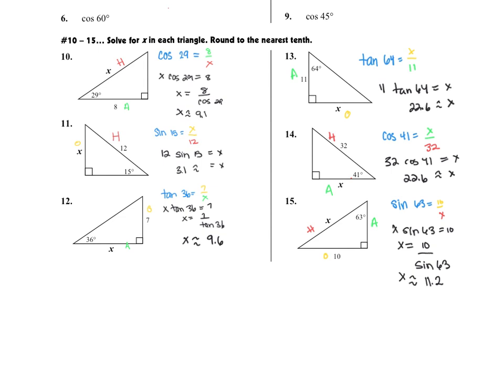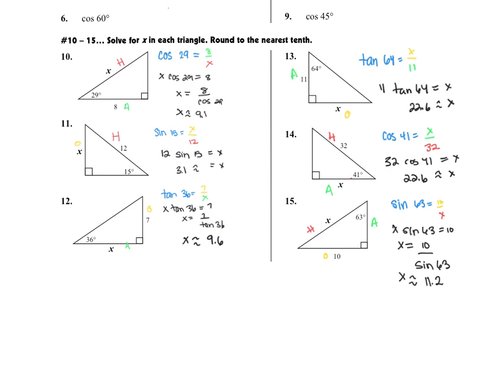In number 11, we are given the angle 15 here, and then you can see that we are looking for the opposite, and we are given the hypotenuse, and so that tells us we're going to use a sine. So sine of 15 is equal to the opposite, which is our unknown, over our hypotenuse, which is 12. When we cross multiply here, this sets us up with x being isolated, and we are able to put this into our calculator and get approximately 3.1.